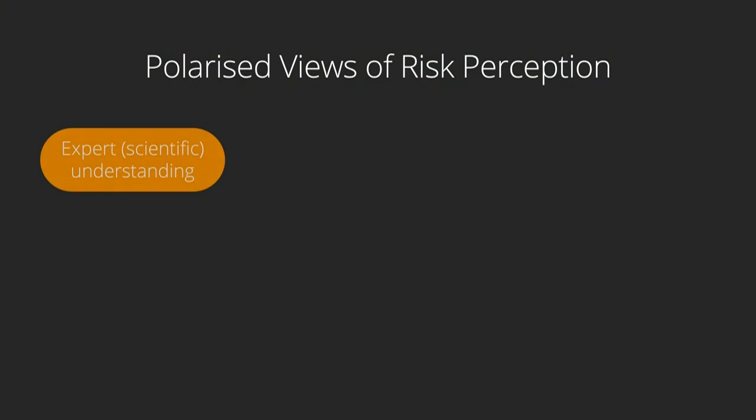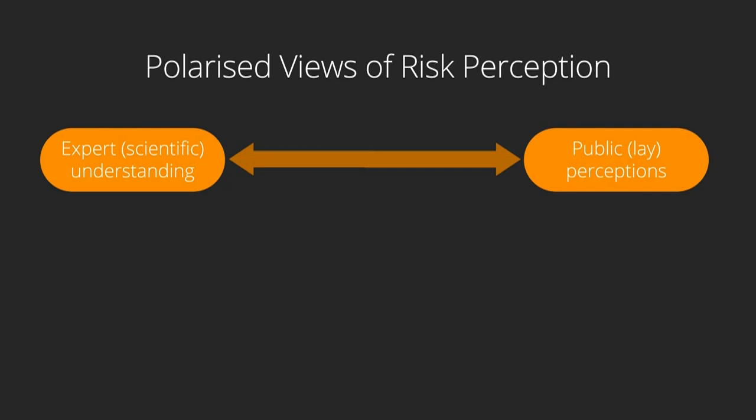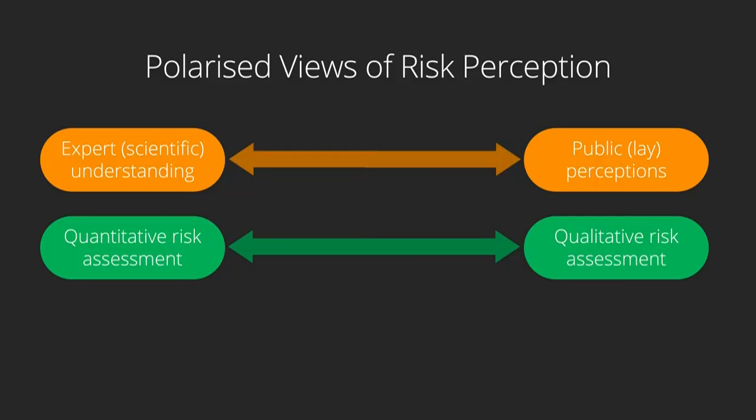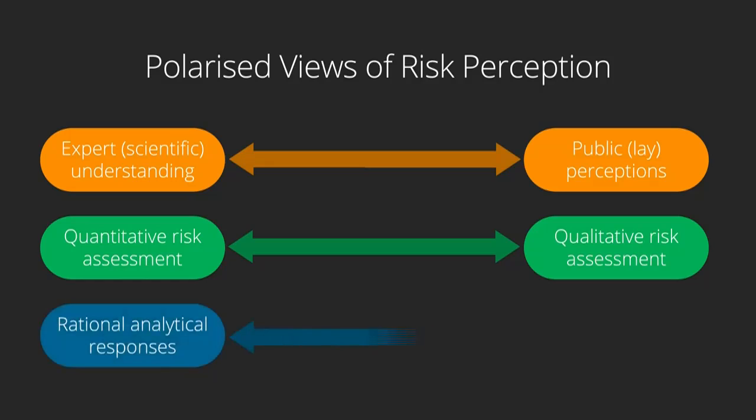In order to explain how risk perception is built, it is necessary to consider several perspectives and approaches: social, psychological, and cultural ones, and their interactions. Risk perception is often described as polarized views, such as between expert or scientific understanding and the general public or lay perceptions, quantitative or objective and qualitative or subjective assessment of risks, and rational, analytical, and irrational emotive responses.